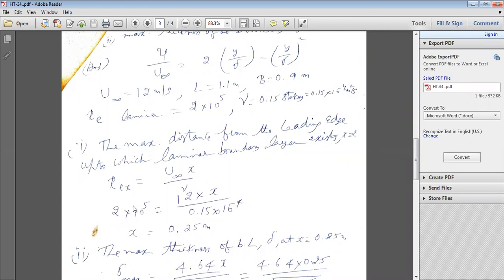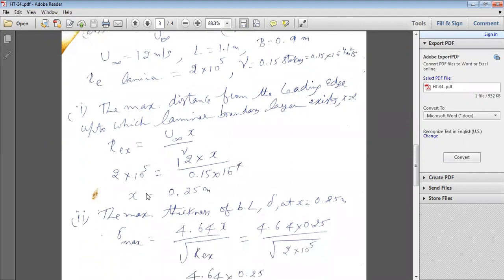The given value of our Reynolds number here is 2 into 10 power 5. That is equal to velocity of air, 12, into x, the value to be found, divided by kinematic viscosity 0.15 into 10 power minus 4. So from this, the maximum distance from the leading edge up to which the laminar boundary layer exists, x is equal to 0.25 meters.